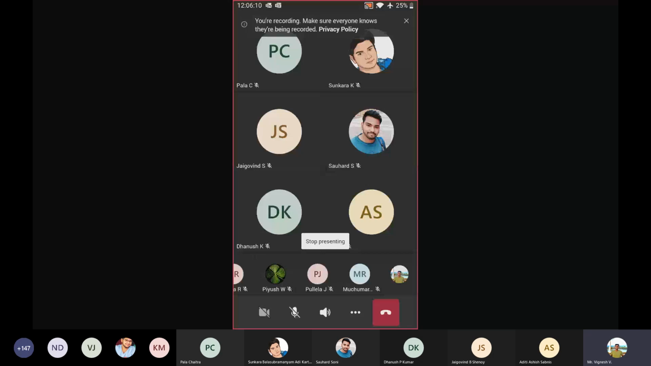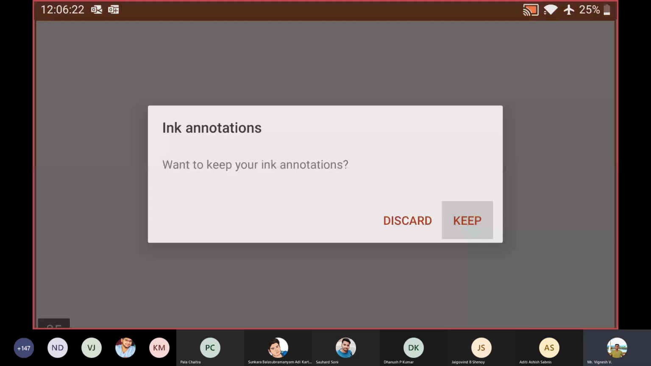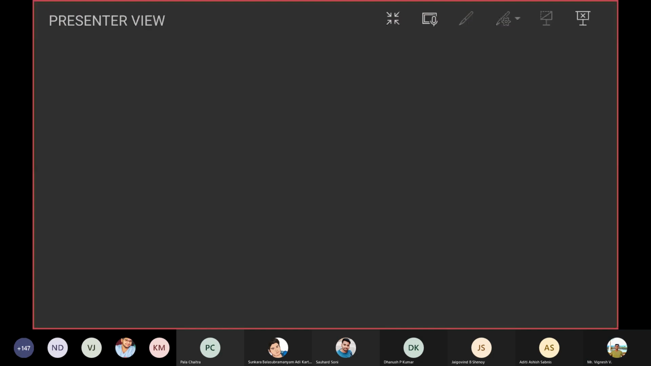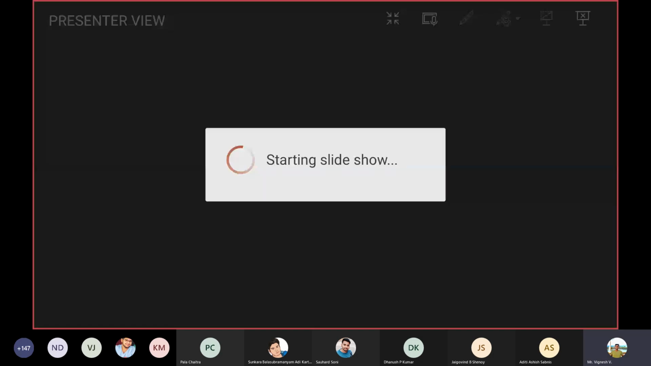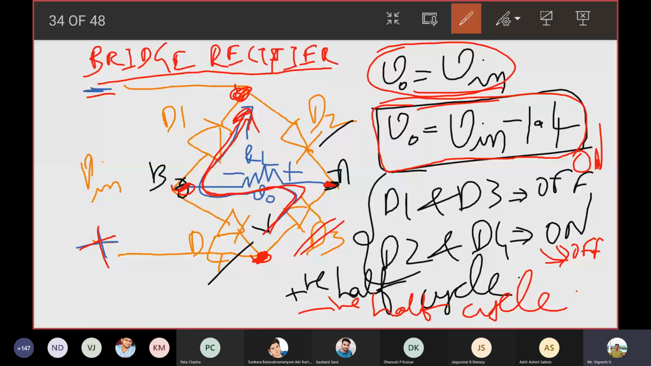So I was just telling, if you are going to compare this full wave rectifier, center tap full wave rectifier, with the bridge rectifier, this circuit is called a bridge rectifier. Which one do you think is better from whatever we have discussed now? Here you're getting V naught as Vm minus 1.4, but there you're getting V naught as Vm minus 0.7, no?